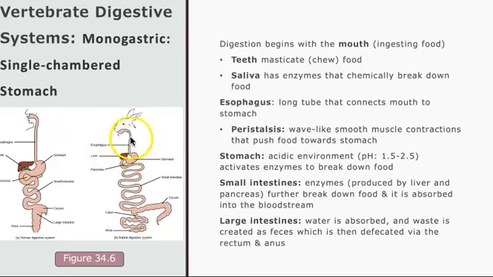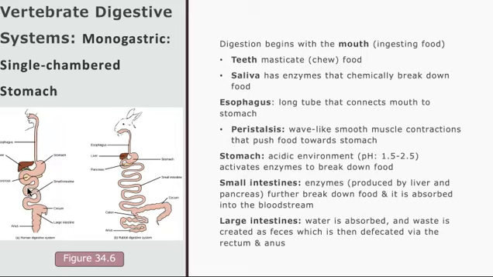And that then is going to allow the food to move down through a process known as peristalsis, which is a wave-like smooth muscle contraction that pushes the food in a one-way direction down into the stomach. In the stomach, we will have an acidic environment with a pH of 1.5 to 2.5 that will activate certain enzymes in here to help further break down food. From there, we move into the small intestines, which also will have enzymes within it that usually get secreted from the liver and the pancreas, and we'll talk about that in detail in the coming slides.